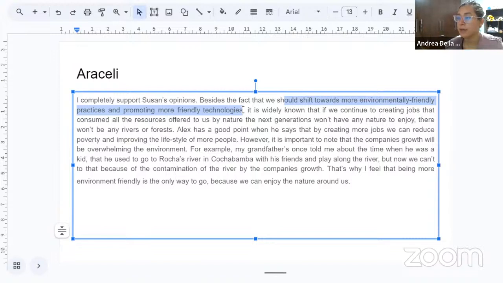Besides the fact that we only have one planet, it is also widely known that if we continue to create jobs that consume all the resources offered to us by nature, next generations will have no nature to enjoy.